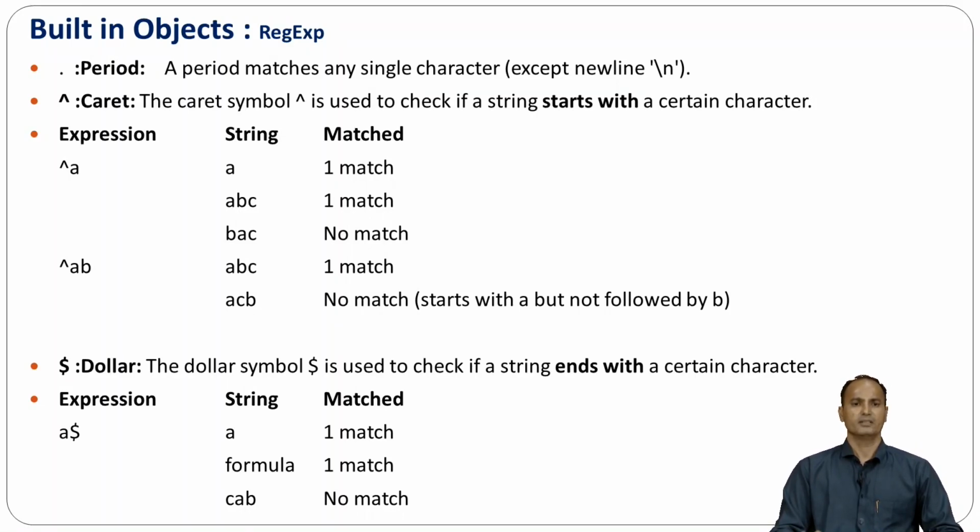Then the dollar sign. The dollar symbol is used to check if a string ends with a certain character. That means if you want to match a part of a string with a particular pattern that ends with that particular letter, then we need to associate it with a dollar sign. So, let us say a$, that means it will match all the strings ending with the letter A. The first one returns true, the second one will also return true, but the third one will not, as it is not ending with A, it is ending with the letter B. So, it will not match.